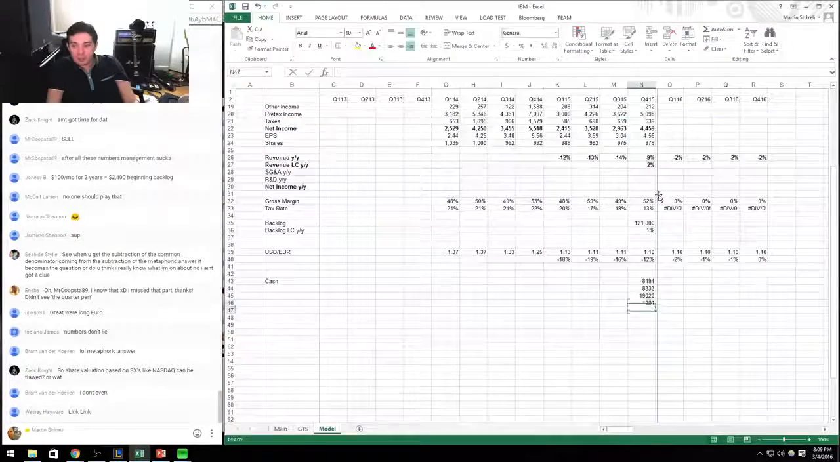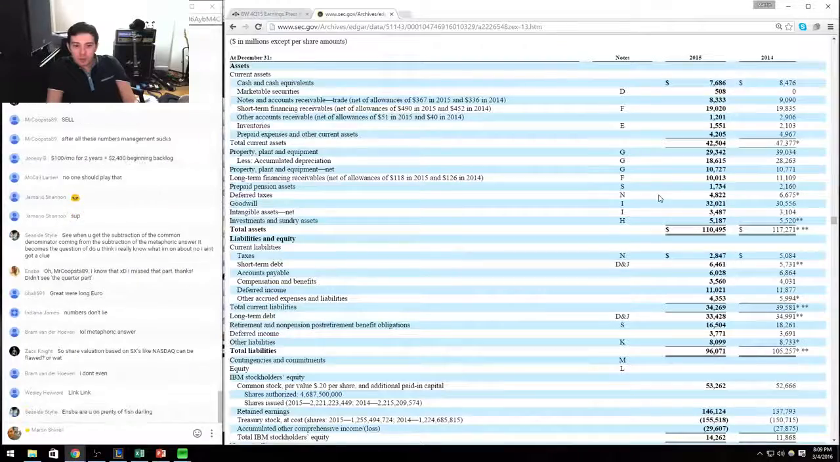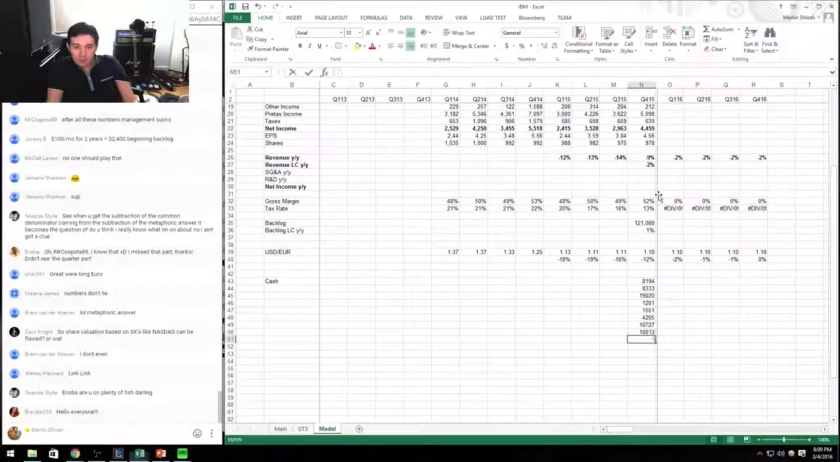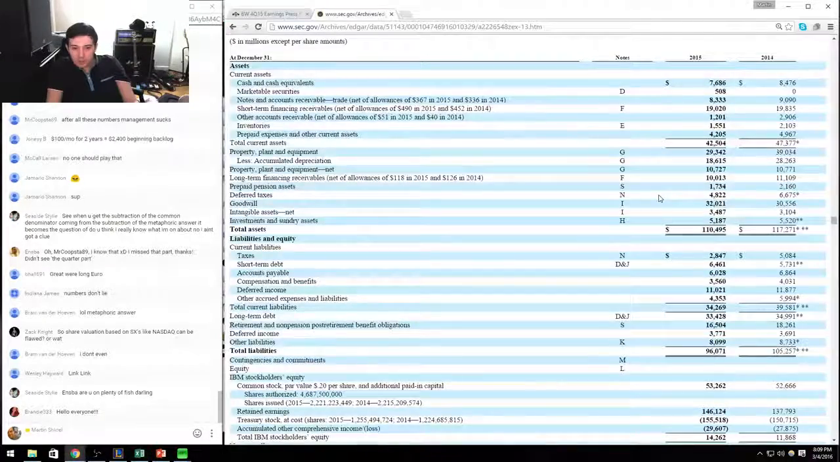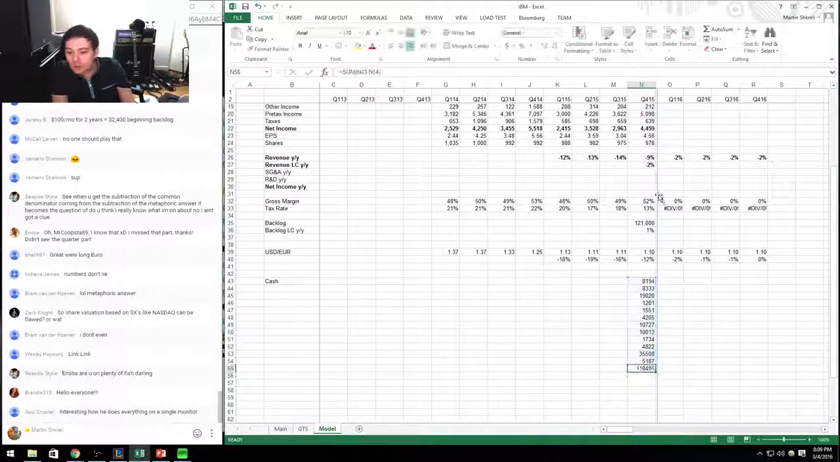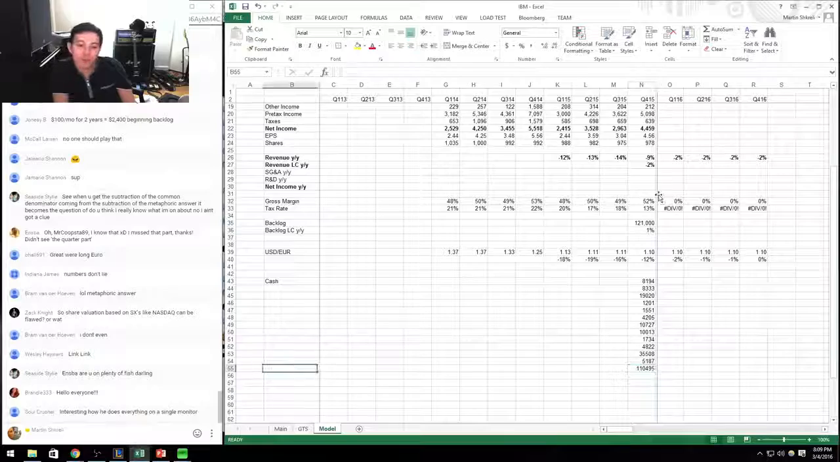How many accounts receivable can you have? Jesus. Property, plant, and equipment. Long-term financing receivables. Jesus. Pension, deferred taxes. We know I like to add goodwill and intangibles in one line, since it's all gobbledygook. Sum should equal 110,495. It does.